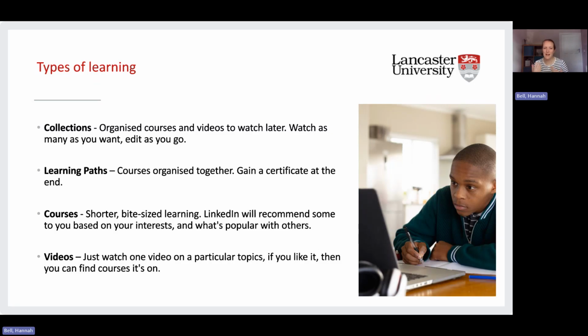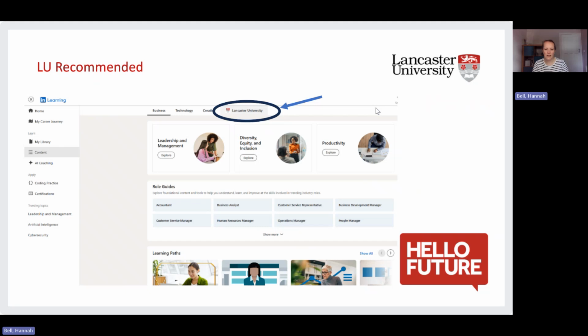These are really good because the AI algorithm will recommend courses based on your interest, but also on people similarly around you and what's popular with others. For example, when you log into the Lancaster Uni account, you'll be able to see what's popular with other Lancaster Uni users. And the other thing you can do is just find a video and watch it on a particular topic, and then it'll recommend courses that work best for you.